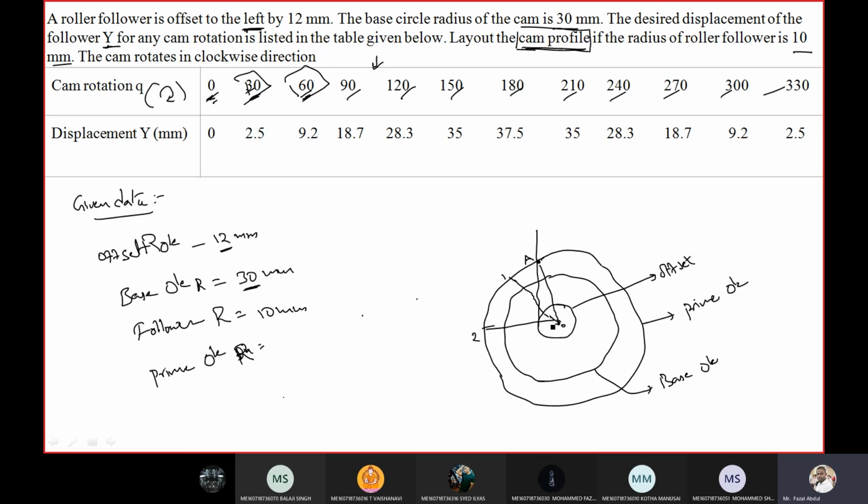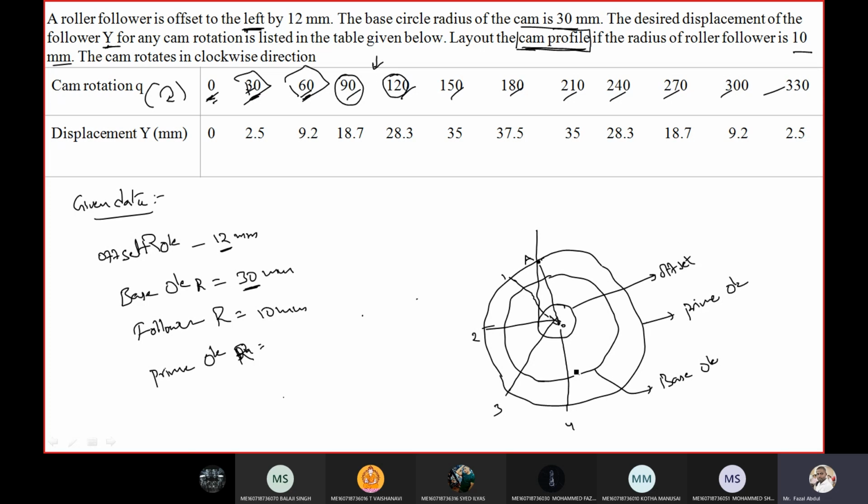Again, place the D scale here, measure 90 degrees, because the table gives 90 degrees. It will be somewhere here. Give that name as 3. Now from this line O to 3, measure 120 degrees, keep the D scale here and denote the point, that is 4, and connect O and 4 with a thin line.